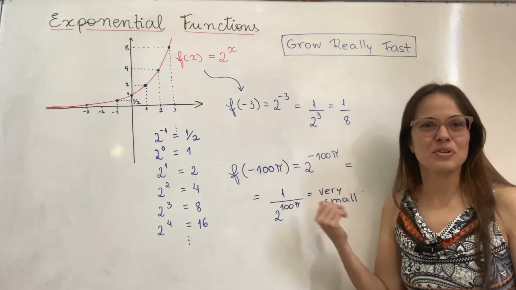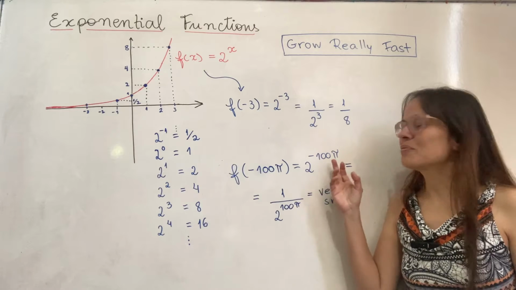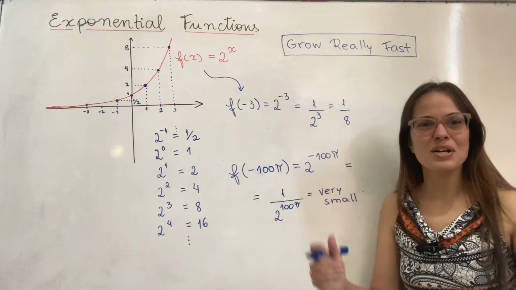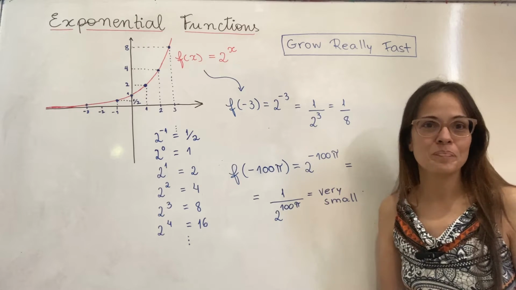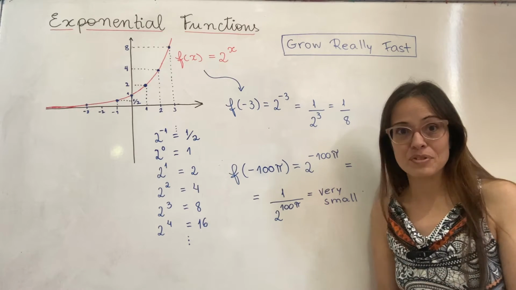So here's a different number, okay? 2 to the power of negative 100 pi, an irrational exponent. There you go. This is a very small number, but it is a positive number.